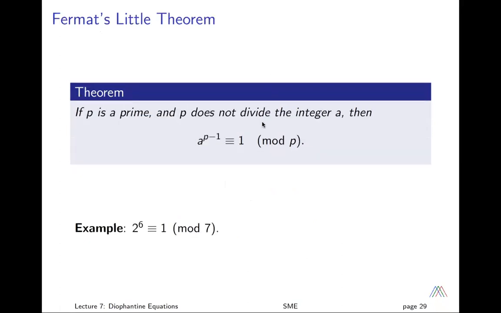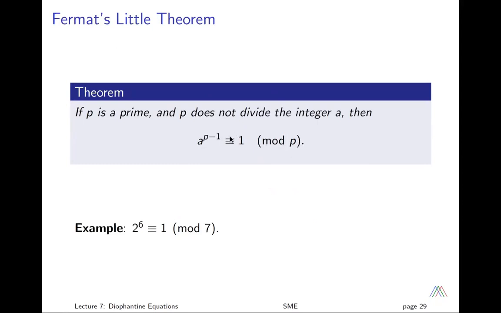So next is Fermat's Little Theorem. If p is a prime and p does not divide the integer a, then a to the p minus 1 is equivalent to 1 mod p. We won't go over the proof of this because it's fairly complicated. We don't have enough time for that.